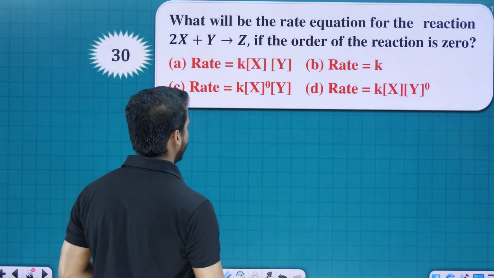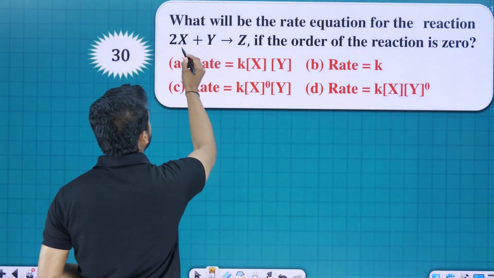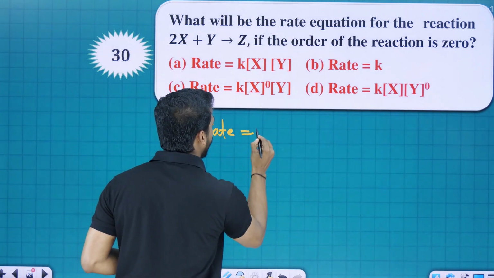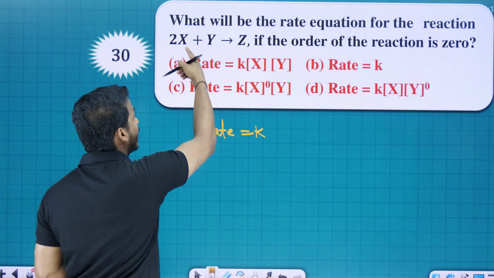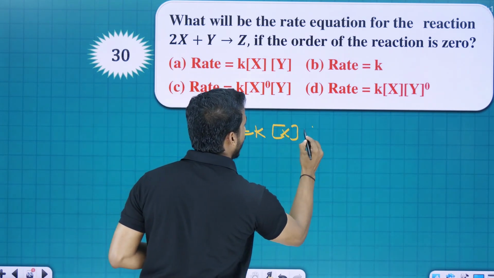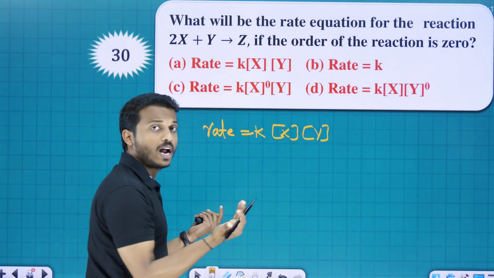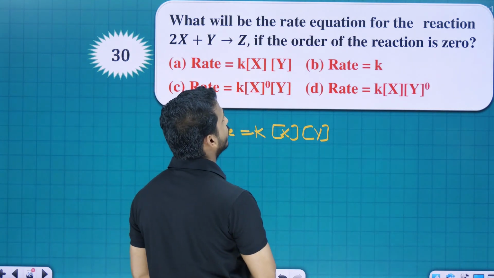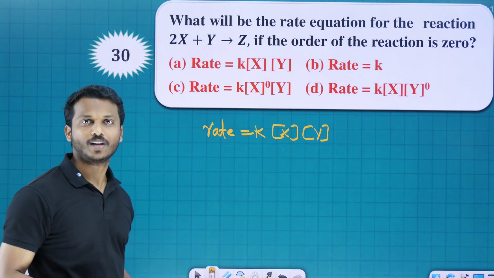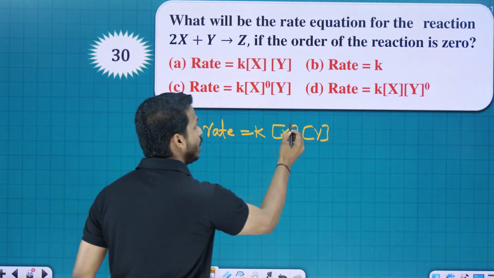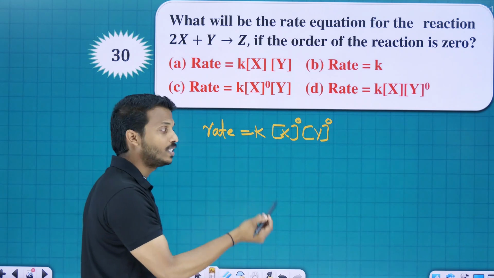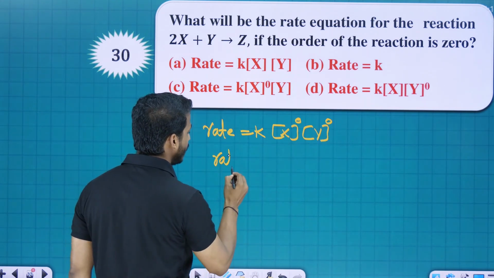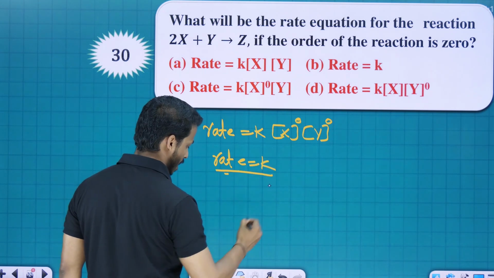What will be the rate equation for the reaction? This is the rate law. Rate equation is rate equal to K into, what is the reactant? X and Y, right? The power we are not able to write. If the order of the reaction is 0, they already said it's 0. 0 order means sum of the powers should be 0. What is X raised to 0? 1. Y raised to 0? 1. So what is the rate equal to? Only K, right?